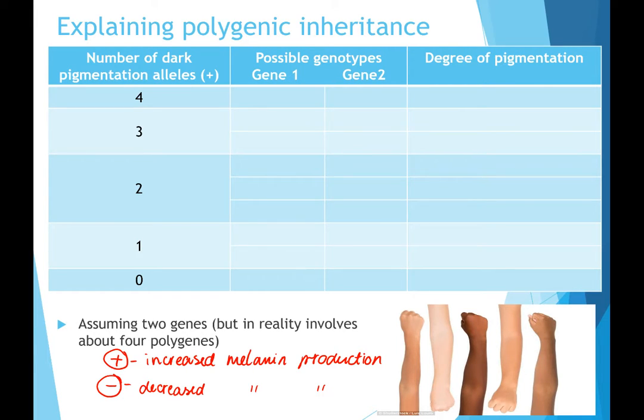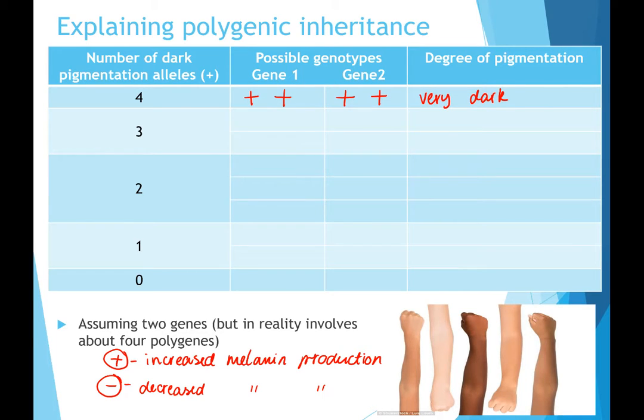Okay, so let's break this down in terms of the genes. Okay, so we still have two chromosomes that carry each one of those genes. Okay, so for example, you might have on gene 1 plus on both chromosomes. Okay, and then on gene 2 you might also have plus on both chromosomes. Okay, and that's going to result in a person who is very dark.